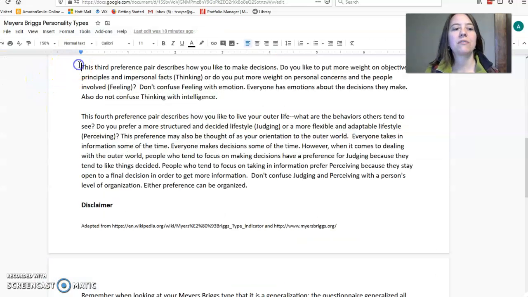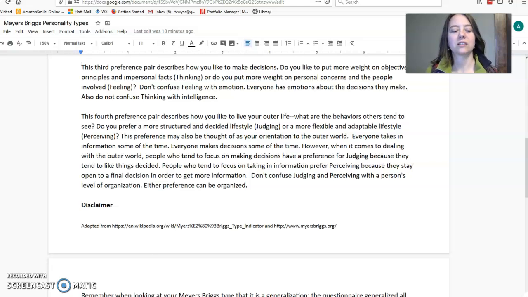This third preference pair describes how you like to make decisions. Do you like to put more weight on objective principles and impersonal facts, thinking, or do you put more weight on personal concerns and the people involved, feeling? Don't confuse feeling with emotion. Everyone has emotions about the decisions they make. Also, do not confuse thinking with intelligence. It's just how you tend to make decisions, not if you're emotional or intelligent.